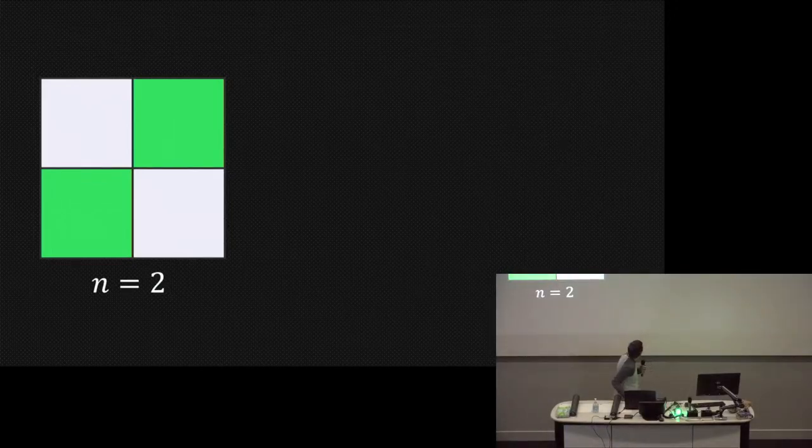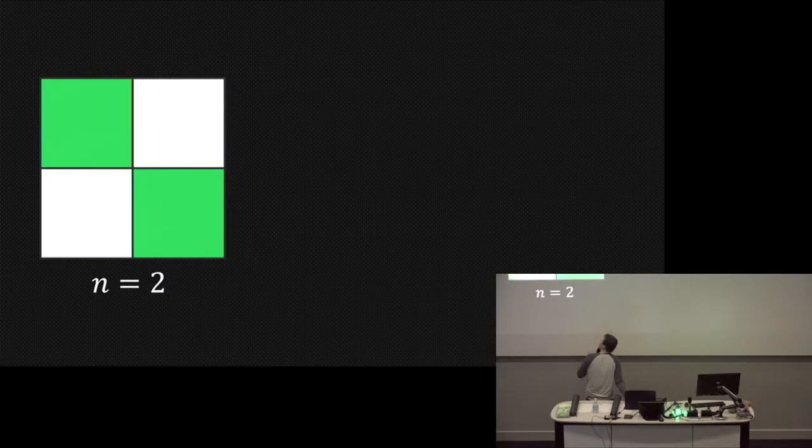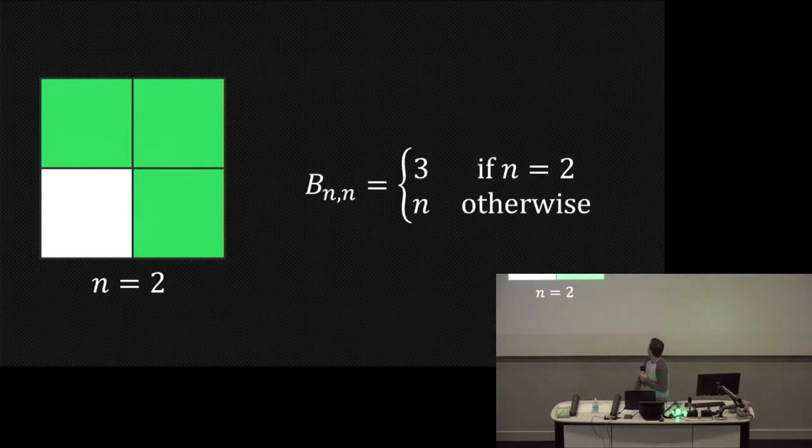Except there is one awkward case, n equal to 2. Because, well, no matter how much we flip it, we can't really solve the problem, so we have to block 3. So that leaves us with this nice formula: 3 if n equal to 2, and n otherwise.